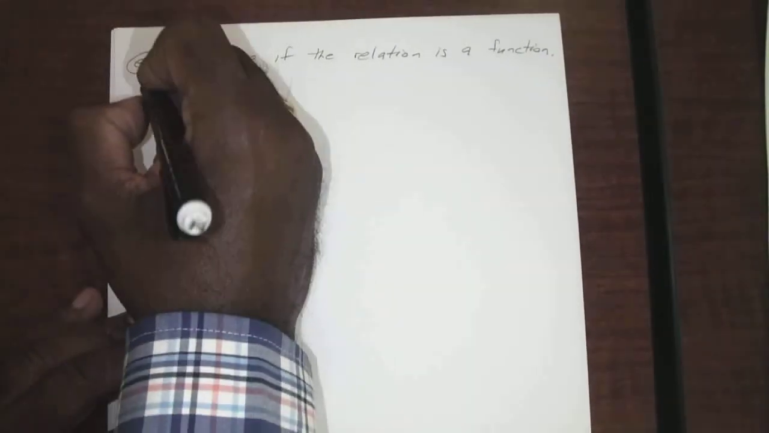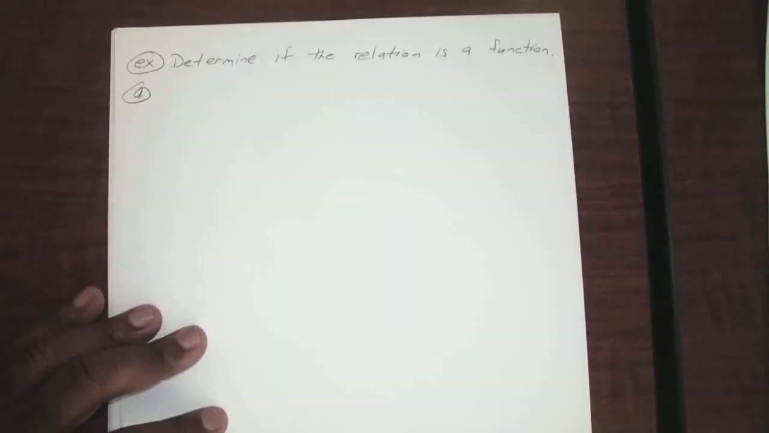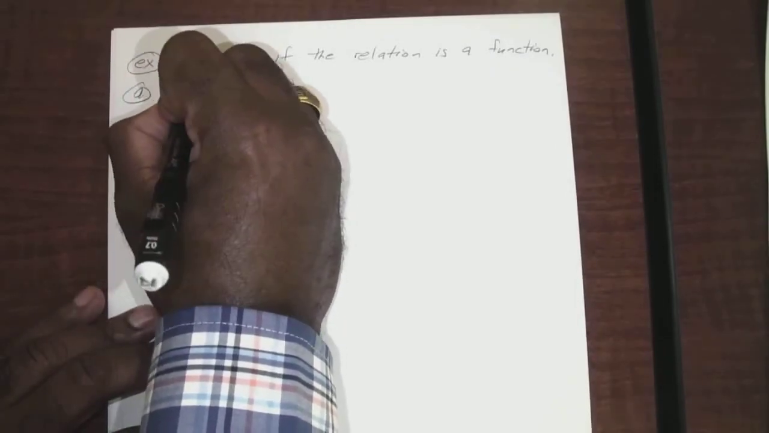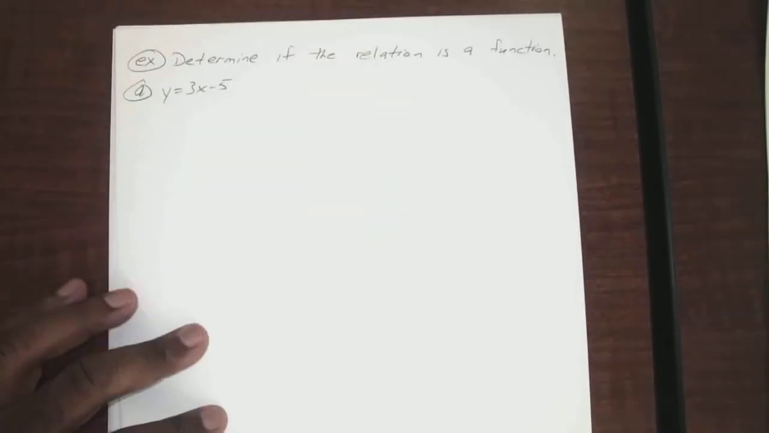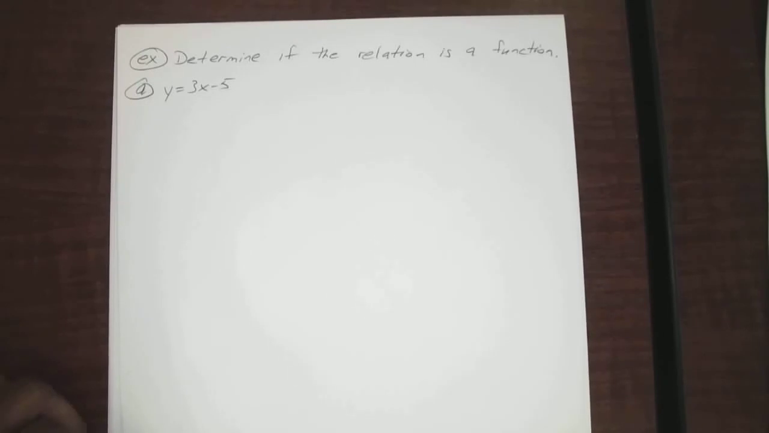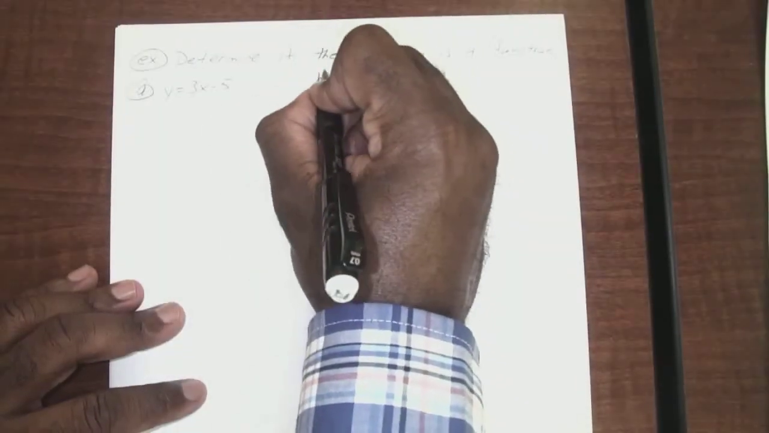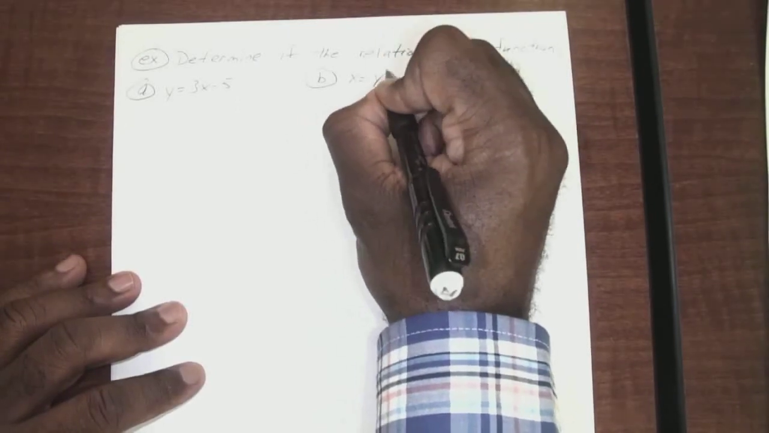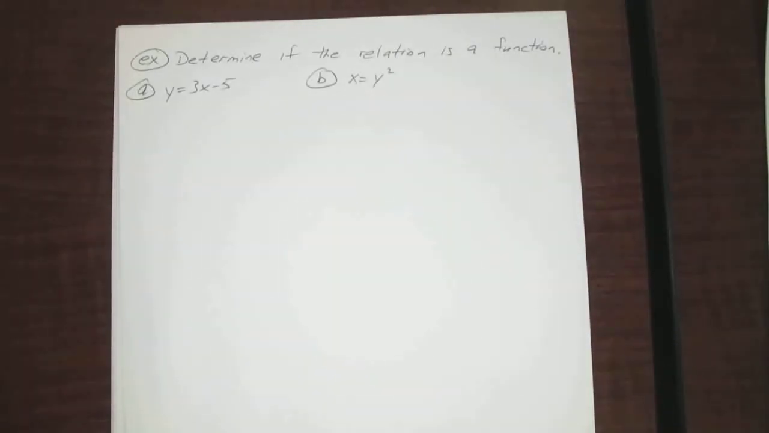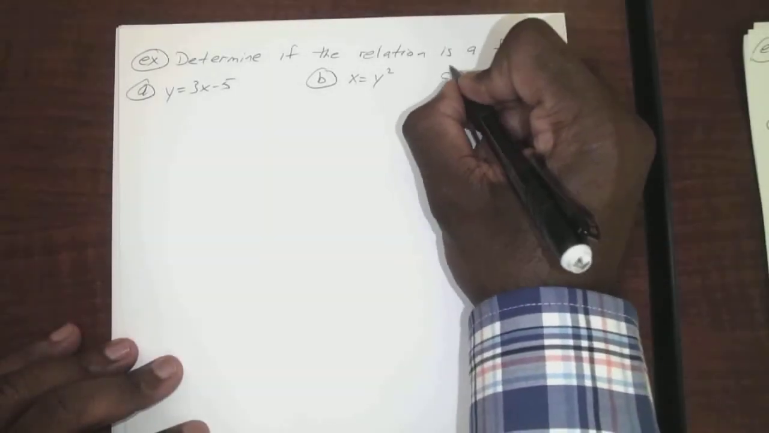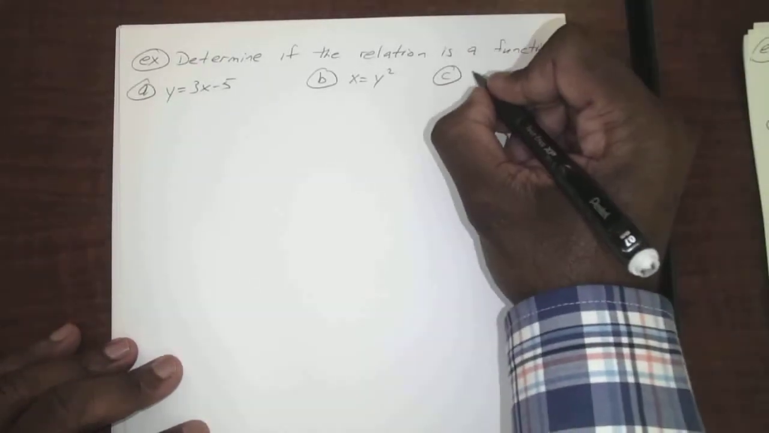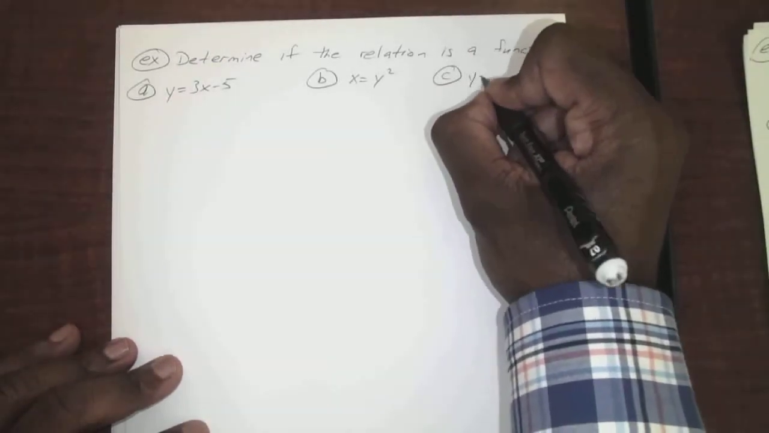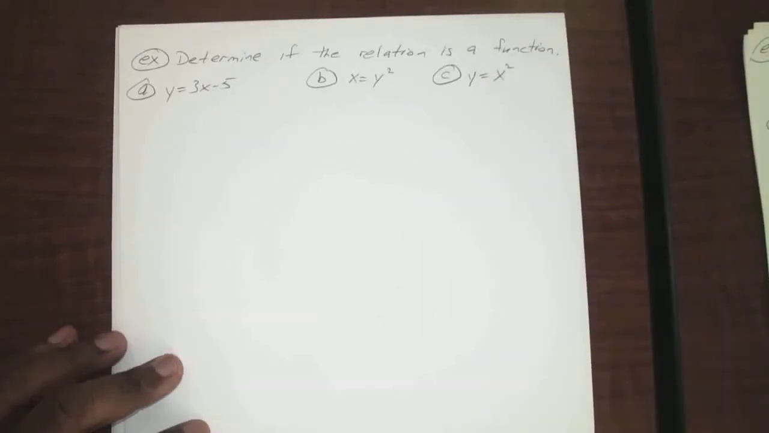Okay, so let's say for our first example, y equals 3x minus 5. And let's say for b, x equals y squared. And let's say for c, just add one in there. Say y equals x squared.